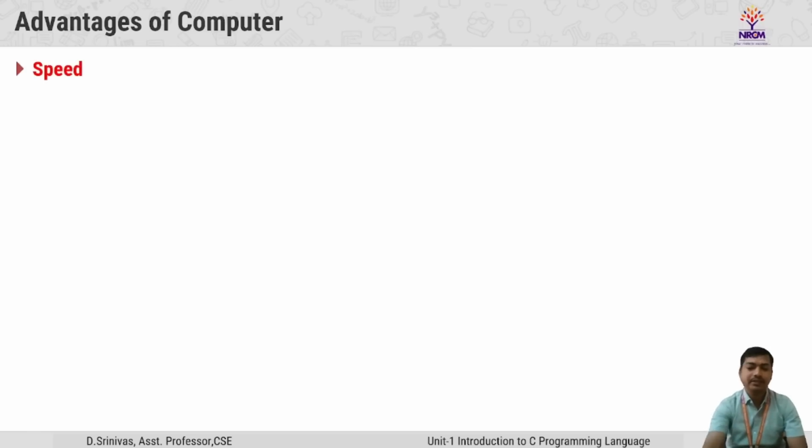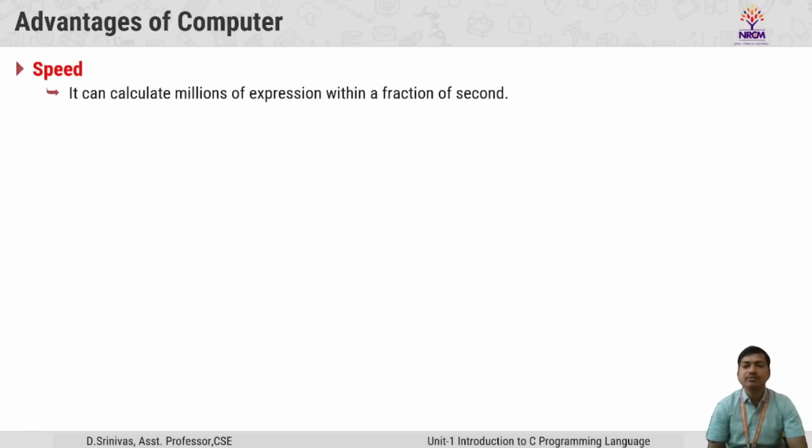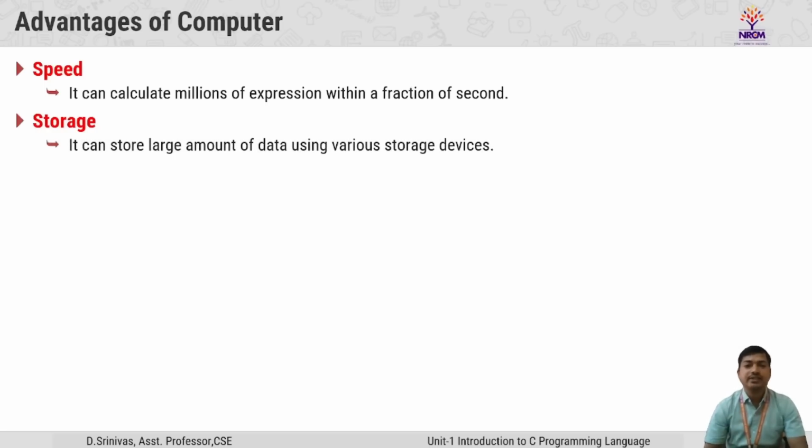So, first one is speed. It can perform millions of expressions within a fraction of a second. It is very fast, and it can process various kinds of millions of expressions in a fraction of a second itself. Next, the second one is storage. It stores a large amount of data on various storage devices, which are used to store different kinds of data.